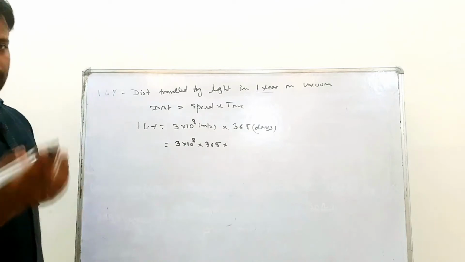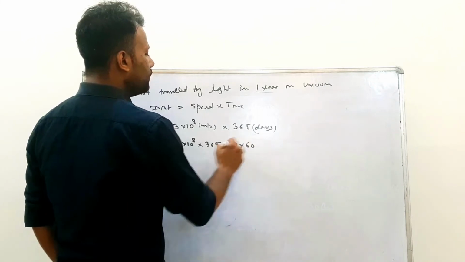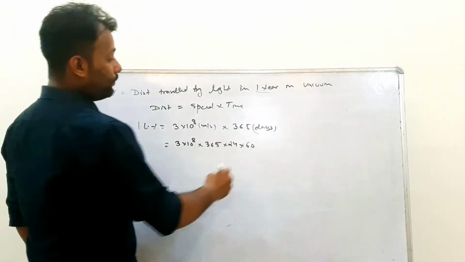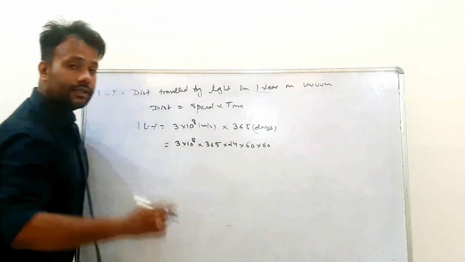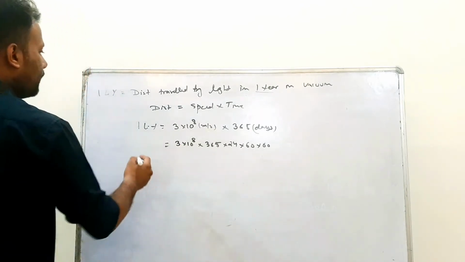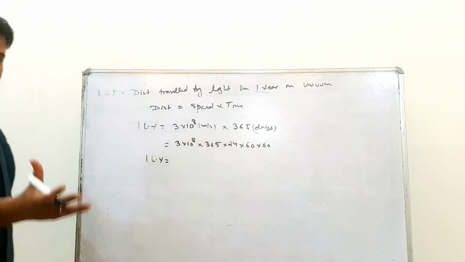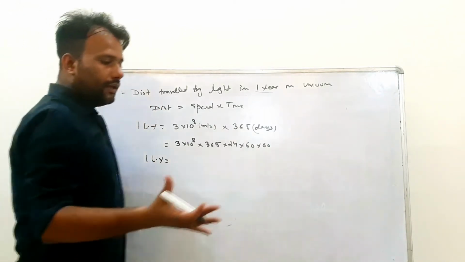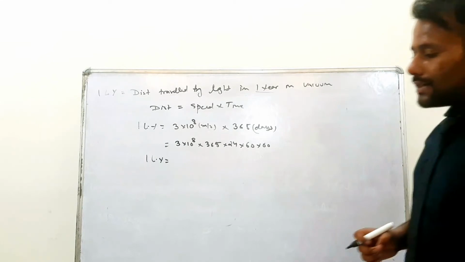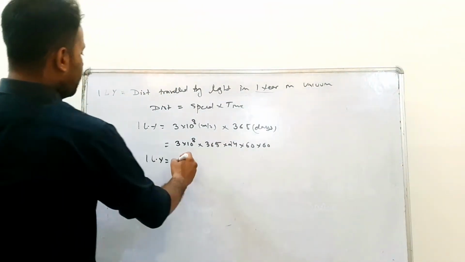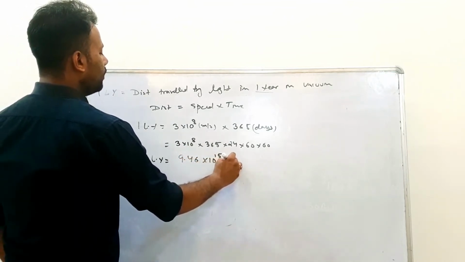You know, in 1 day there are 24 hours, in every hour there are 60 minutes, and in every minute we have 60 seconds, right? So now I have converted this into seconds as well. When you multiply all of these, you can use your calculator and find the answer. 1 light year will be about 9.46 into 10 to the power 15 meter.